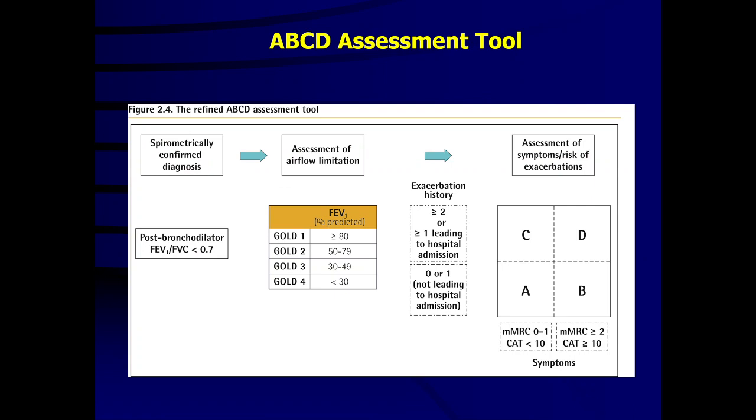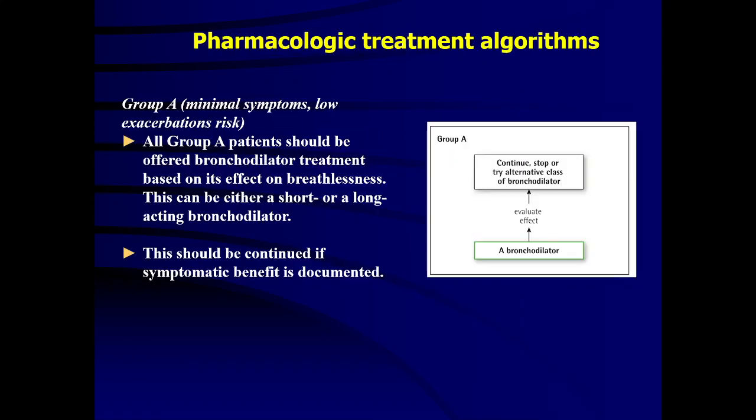So back to this diagram. After diagnosing COPD, we assess the severity by the pulmonary function, and we see the risk of exacerbation and how much the disease affects the patient. And we have four groups of patients, A, B, C, and D. For those in group A, for example, they have COPD, but they have minimal symptoms and they are not at risk of developing exacerbation. So these patients usually are treated by a bronchodilator, whether a long-acting beta-2 agonist or long-acting antimuscarinic. These are preferable than using the short-acting beta-2 agonist.